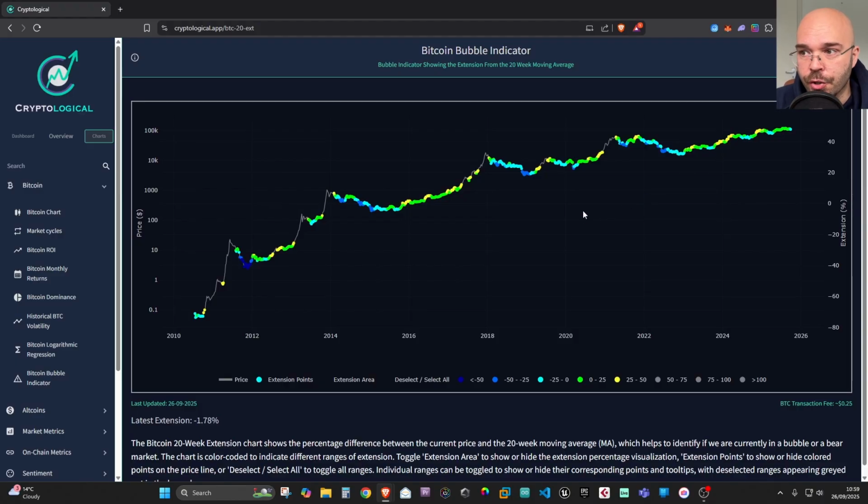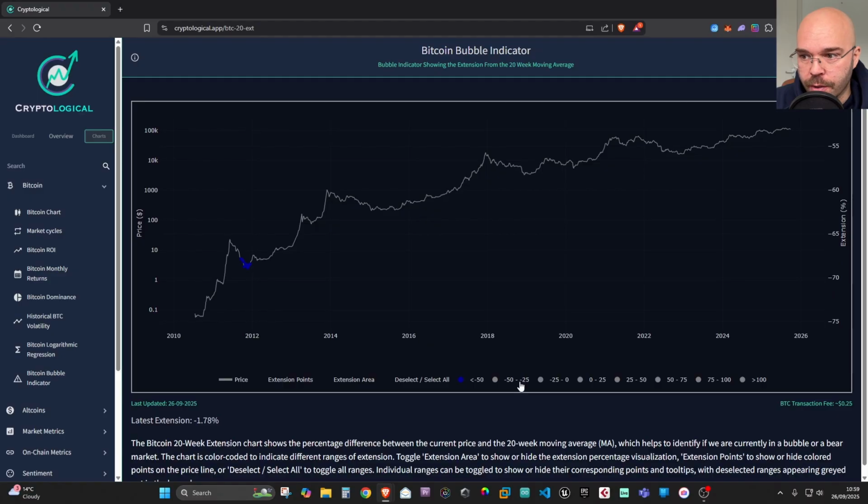But this indicator doesn't just show you the Bitcoin bubbles that burst and then you get a subsequent correction in price. It can also show you good buying opportunities when the price has been significantly undervalued below the 20-week moving average. So if we just clear everything off here, reselect the lowest levels.